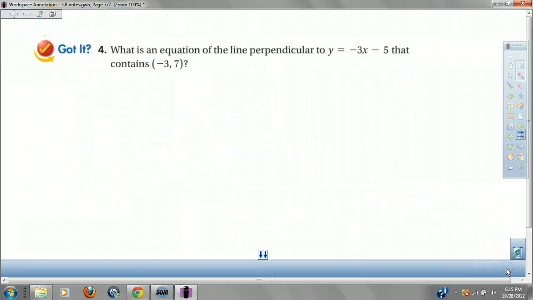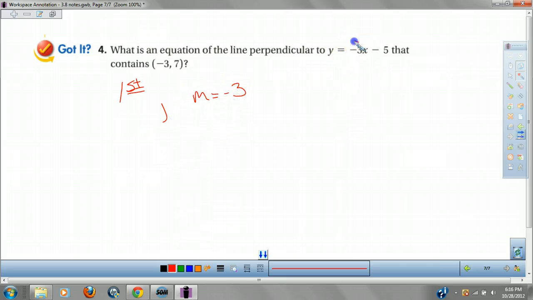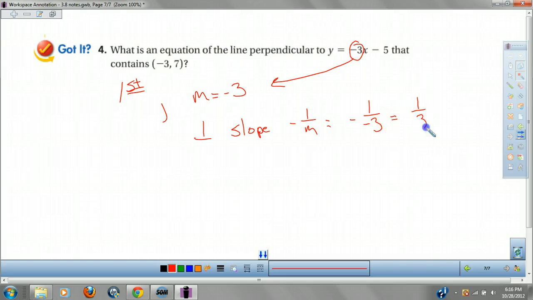Last slide of the chapter, guys. What is the equation for the line perpendicular to y equals negative 3x minus 5 that contains the point negative 3, 7? So first, what's my current slope? Well, my current slope is negative 3, right? So to find the perpendicular slope, it's going to be negative 1 over my m. It's going to be negative 1 over negative 3, which is going to equal 1/3. That is going to be the slope of my new line.